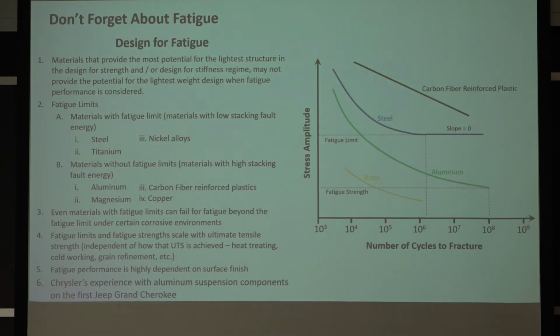Titanium has a fatigue limit. If I remember correctly, nickel might have a fatigue limit as well. And from the materials design perspective, this has to do with the stacking fault energy of the grain boundaries and how easy it is for dislocations to traverse over a grain boundary. That's what provides the difference between a material that has a fatigue limit and a material that doesn't. Remember this one, okay?